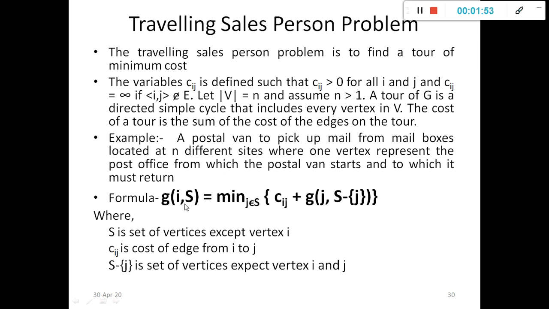Then the formula for the traveling salesperson problem to get the minimum cost is: G of i comma S is equal to the minimum over j belongs to S of C of ij plus G of j comma S minus j, where S is a set of vertices except vertex i. Here i represents the source vertex, C of ij is the cost of the edge from vertex i to j, and S minus j is the set of vertices except the source vertex i and the vertex j.